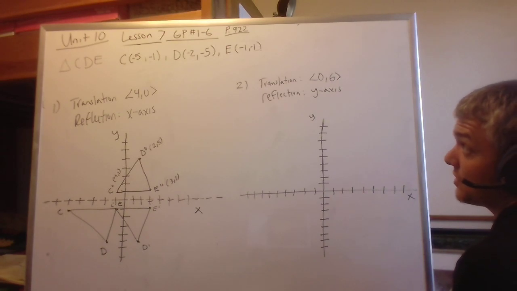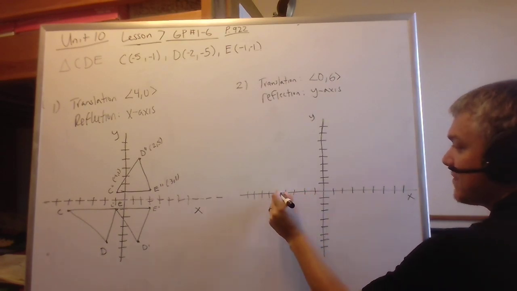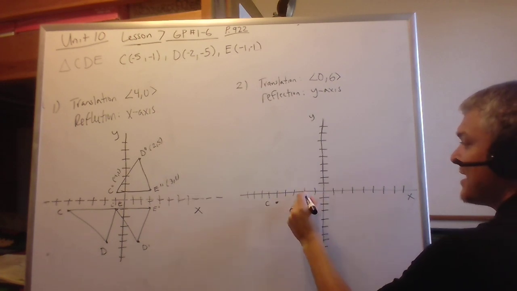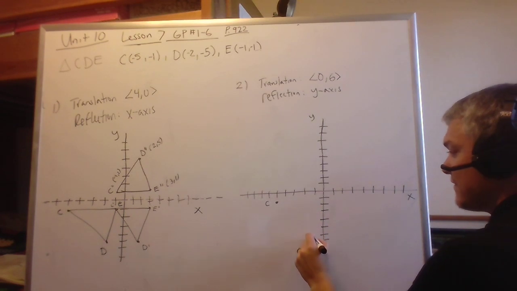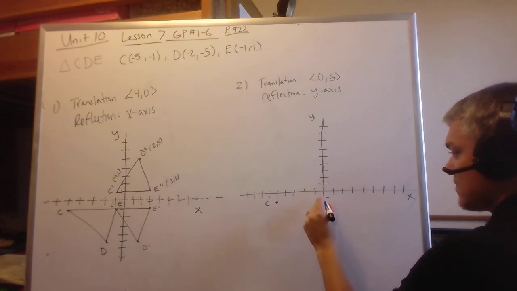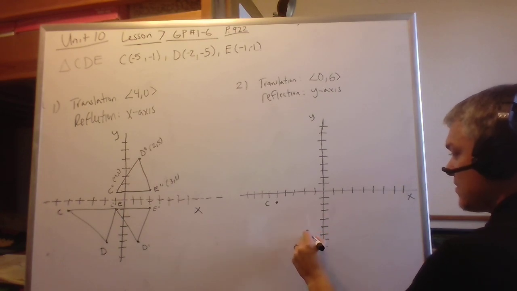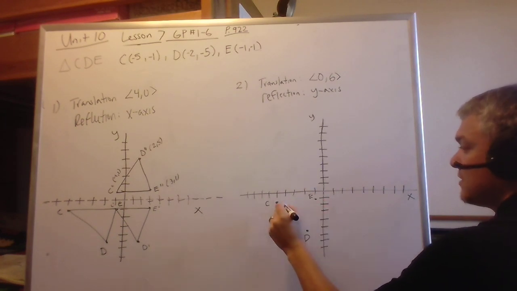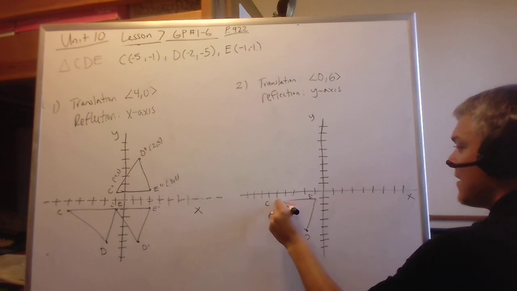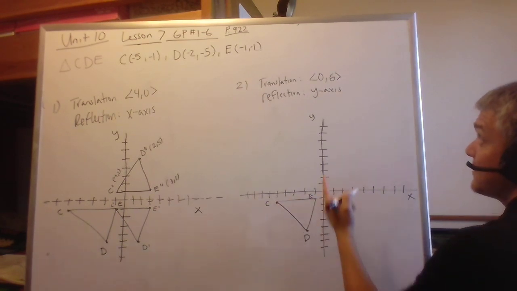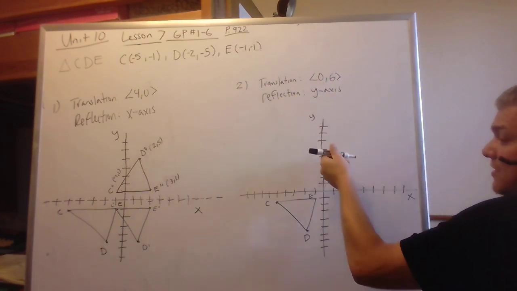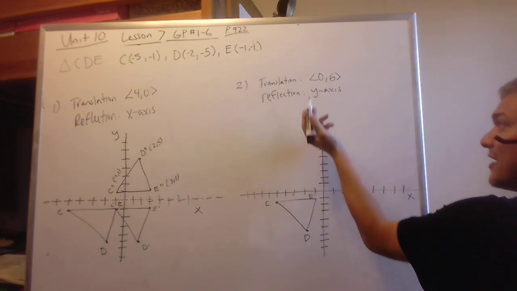So again, C is going to be at negative 5, negative 1. Our D is going to be at negative 2, negative 5. And our E is at negative 1, negative 1, right there. All right, so we're going to shift it 6 units up, because it's 0 units horizontally to the right or left, and then 6 units in the positive direction.